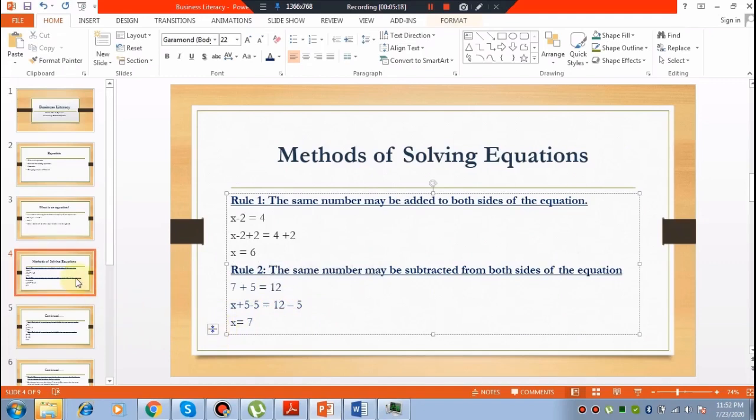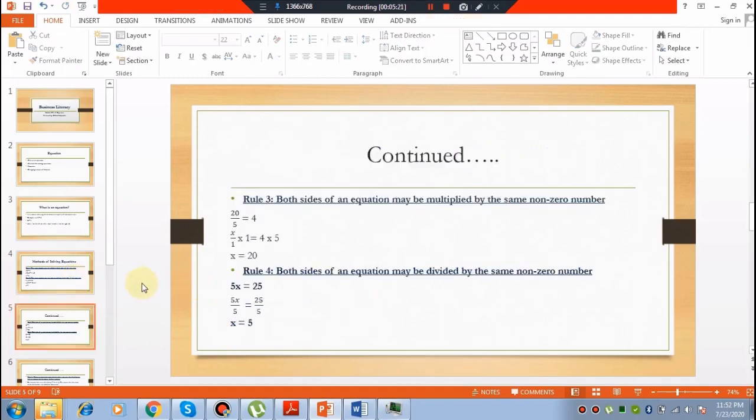Then the next rule: both sides of an equation may be multiplied by the same non-zero number.